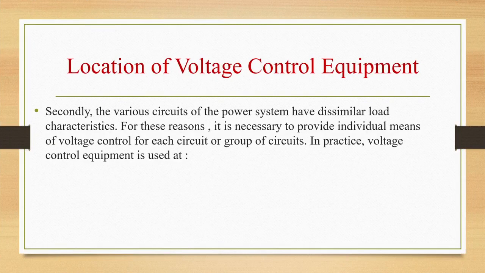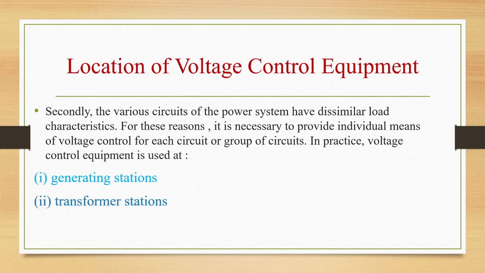For these two reasons, it is necessary to provide individual means of voltage control for each circuit or group of circuits. So we have to provide voltage control to each circuit or a group of circuits. And in practice, voltage control equipment is used at generating stations. Okay. So we have to control the voltage at the generating station where the voltage is getting generated.